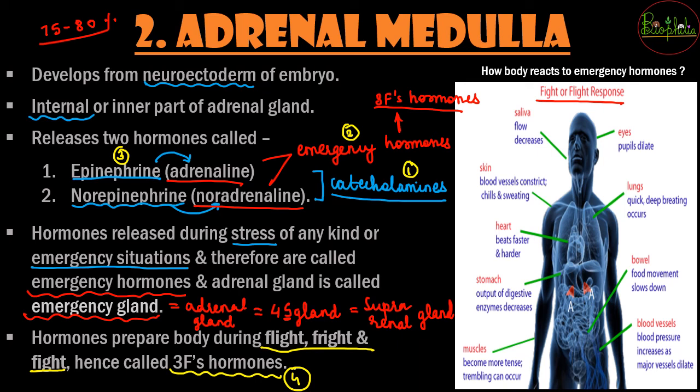So सबसे पहले जो होगा, your saliva flow decreases so that you do not waste energy on it. Your pupils will dilate so that you can have much more vision. Your vision will increase because of dilation so that you can understand the surroundings. Then the changes in the skin: your blood vessels will constrict, and blood vessel constrict होगा तो उस टाइम पे blood flow ज़्यादा होगा and the oxygen levels can be increased. There will be chills and sweating.